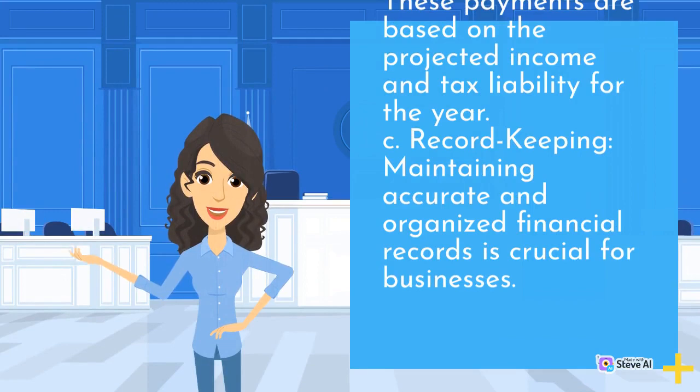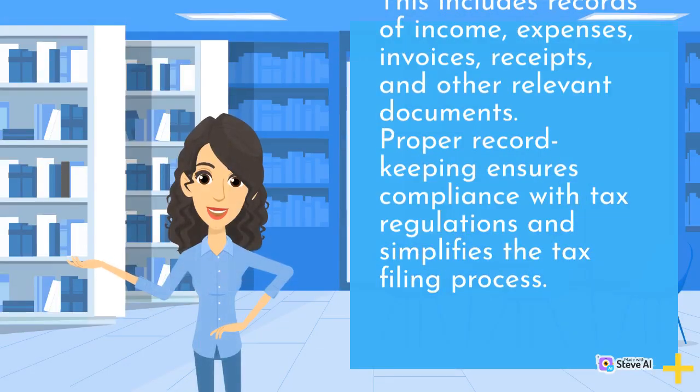C. Record keeping. Maintaining accurate and organized financial records is crucial for businesses. This includes records of income, expenses, invoices, receipts, and other relevant documents. Proper record keeping ensures compliance with tax regulations and simplifies the tax filing process.